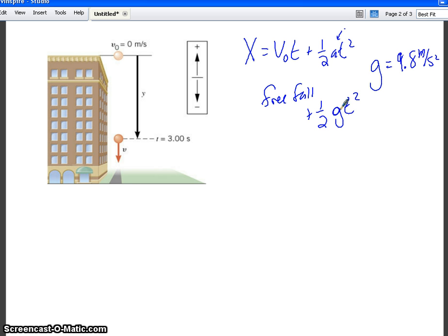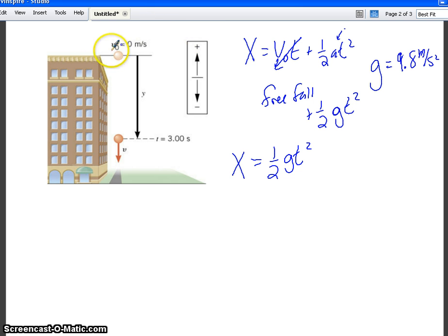Very, very often, an object will start off from rest, and so we can cancel out this term right here. And so this equation, x = 1/2 gt squared, is a very popular equation. You're going to use it a lot because physicists like free fall questions. If an object starts out from rest and it falls continuously down, then it's in free fall.